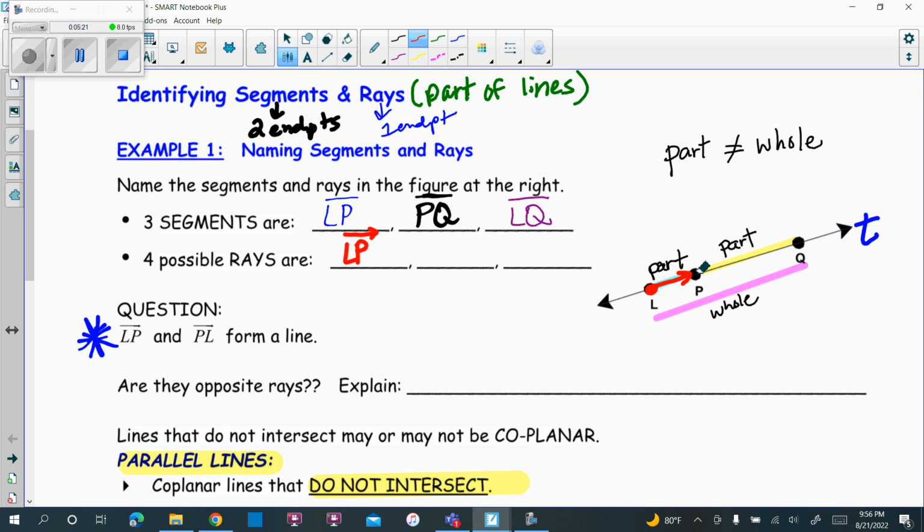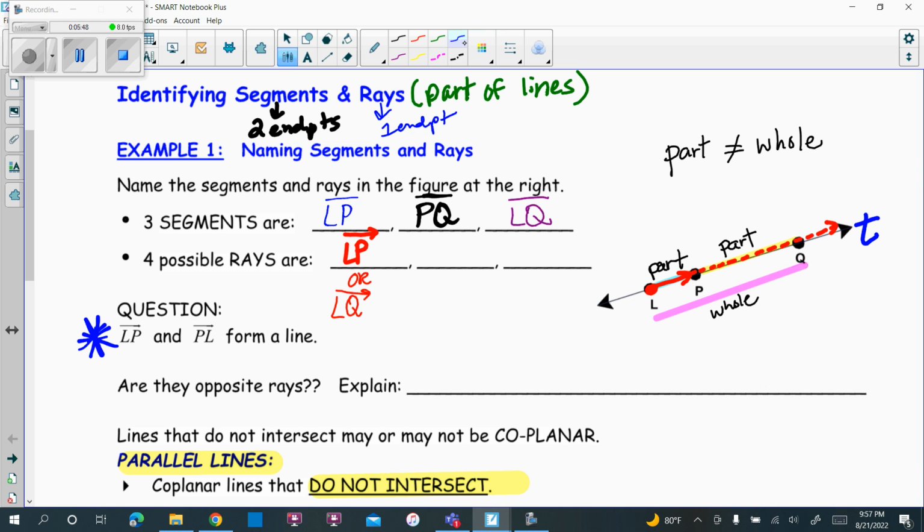Or, because it's going to keep going, right? Or I can denote it, and I'm just going to write it underneath here, starting with the endpoint L, and I could say LQ, with the ray symbol over it. So we name the ray indicating its starting point, its endpoint, and then the points that are contained that are going forever in a direction.